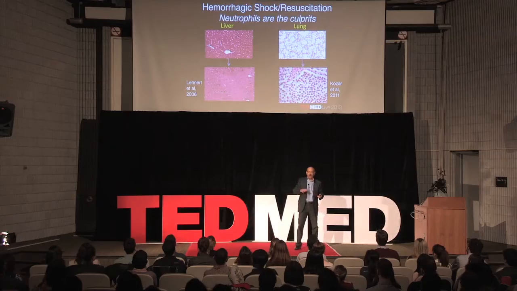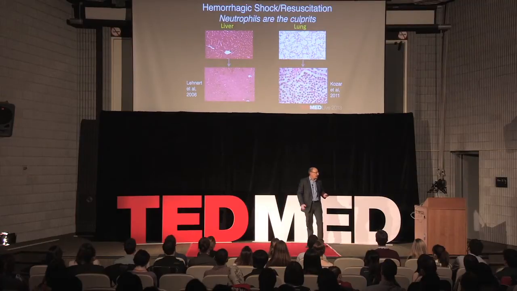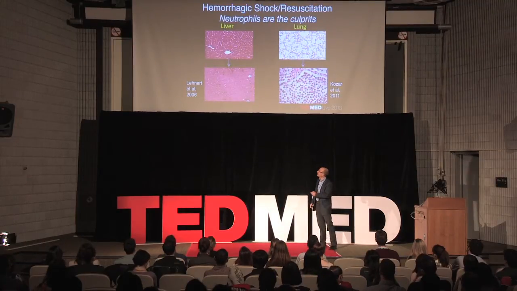So let's talk about what it looks like to have hemorrhagic shock and get injury. Here are two pictures. Up on the top, it's normal. On the left side, you can see liver. On the right side, you can see lung. Pretty benign looking. But if you look at the bottom panels, on the left again liver, and on the right again lung, you can see within those pictures a lot of black dots. Black dots are basically neutrophils going into tissues.